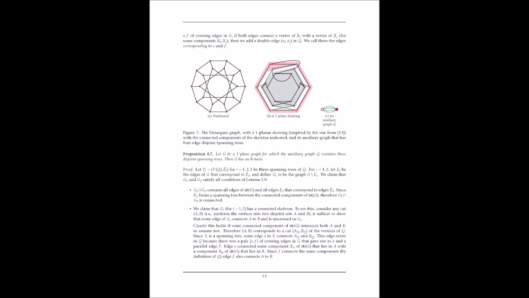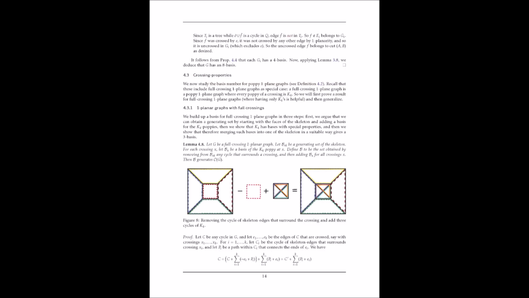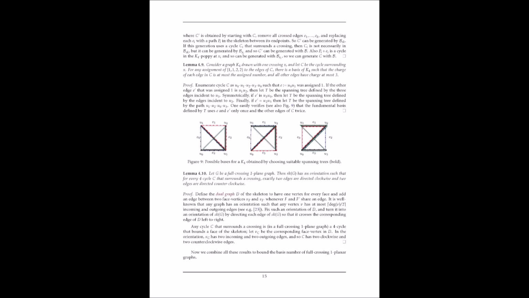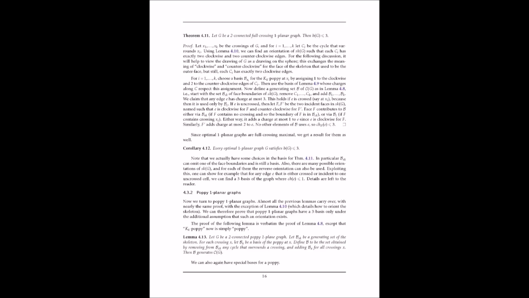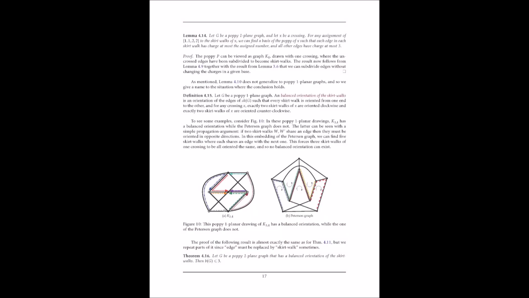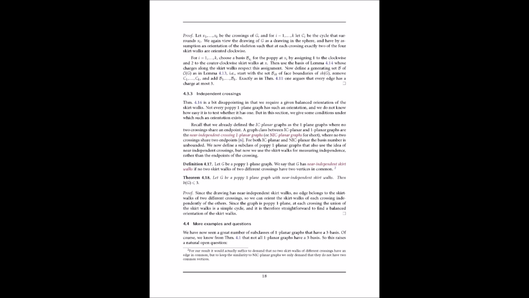That's a pretty ingenious construction. It really highlights that even with seemingly simple constraints like allowing only one crossing per edge, the cycle space can still be incredibly complex. It makes you wonder, are there any subclasses of one-planar graphs where things are more well-behaved? Yes. The paper delves into several subclasses where the basis number is bounded. These include graphs with connected skeletons, locally maximal one-planar graphs, poppy one-planar graphs, and optimal one-planar graphs. Okay, we've got a lot to unpack there.